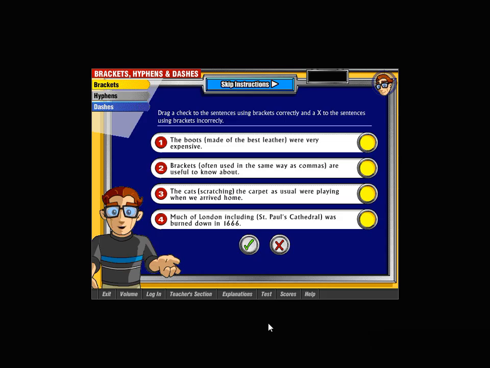Hopefully that makes sense. But to make sure you understand and remember what I want you to do, drag the check to the sentences which you think use brackets correctly and the X to the sentences which do not. When you've finished, click Done.